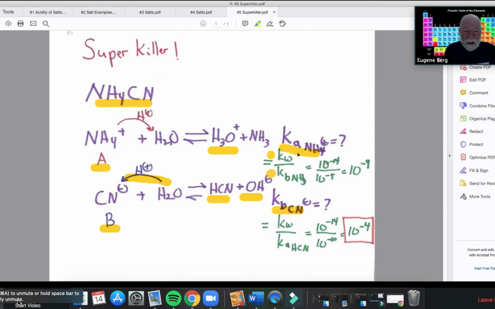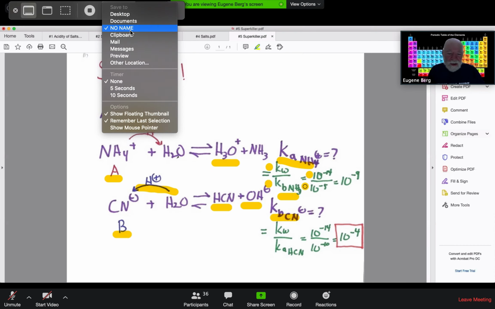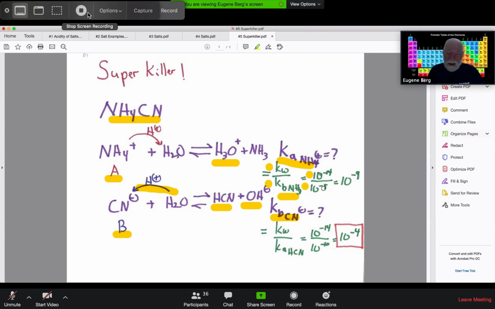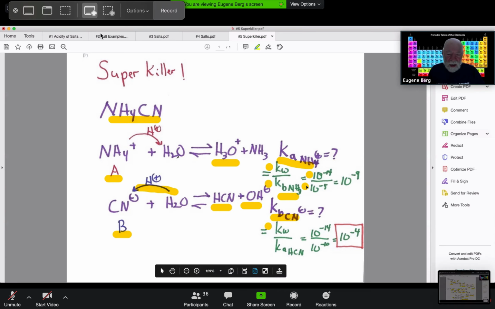Mathematically, it's 10 to the minus 14th divided by the K sub B of ammonia, which is 10 to the minus 5, and we get an answer of 10 to the minus 9. So the reaction does exist. It does definitely produce some acid. Now let's look at the cyanide reaction. The K sub B of cyanide, you will not find on a table. I've never seen it. You have to give it a second chance, which is K sub B equals K sub W divided by K sub A of its conjugate acid, which is HCN.